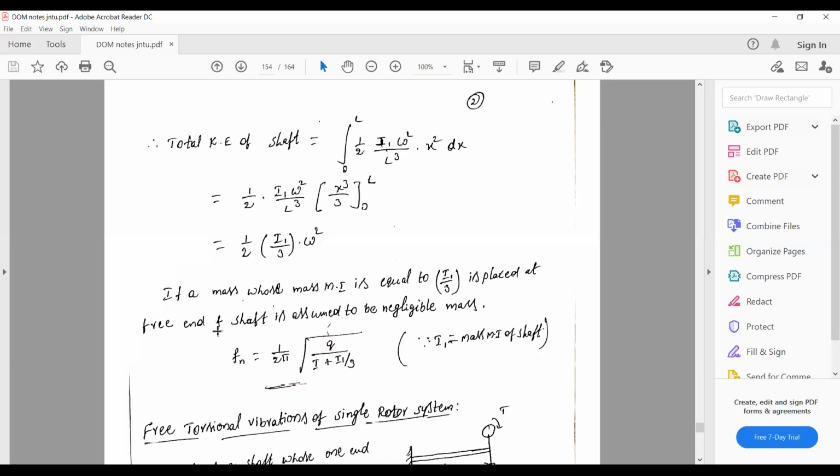Just observe the formula for the effect of constraint for free torsional vibration: 1 by 2 pi into square root of q by (I plus IC by 3). Here IC is also written as I1 in our notes. Whatever the notation may be, it is IC by 3.